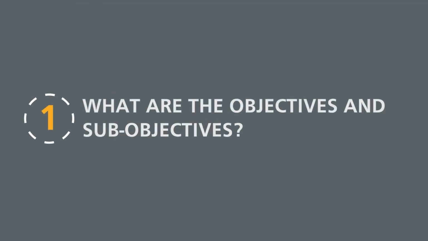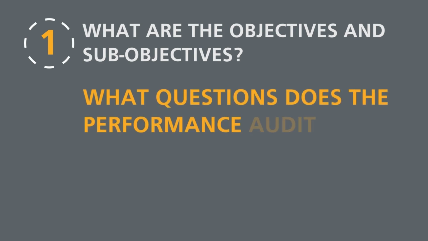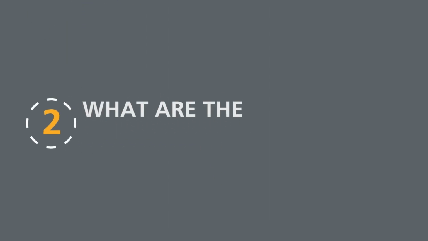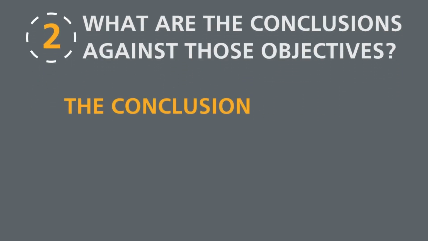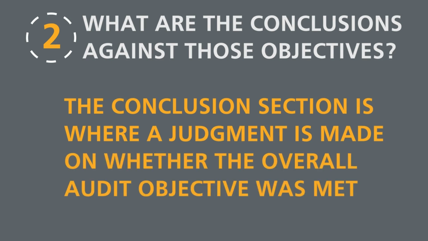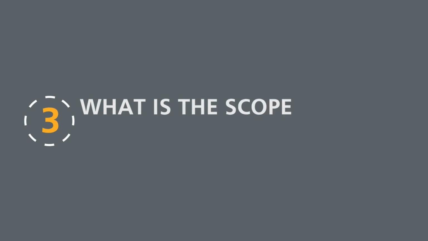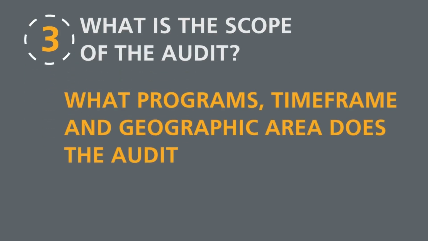First, what are the audit objectives and sub-objectives? Or, in other words, what are the key questions that the performance audit seeks to answer? Second, what are the conclusions against those objectives? The conclusion section is where a judgment is made on whether the overall audit objective was met or not. Third, what's the scope of the audit? What programs, time frame, and geographic area does the audit cover?